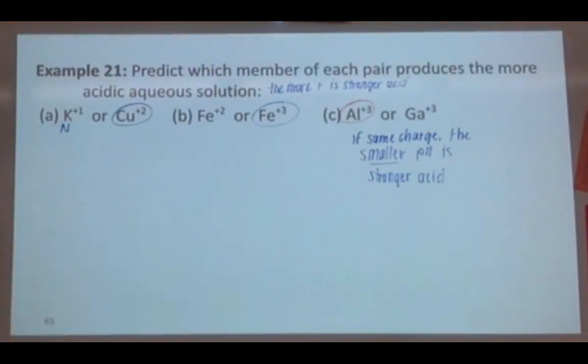And that's it for example 21. We just have to remember that the more positive, the stronger the acid, and the tiebreaker is if they have the same charge, the smaller ion is the stronger acid.